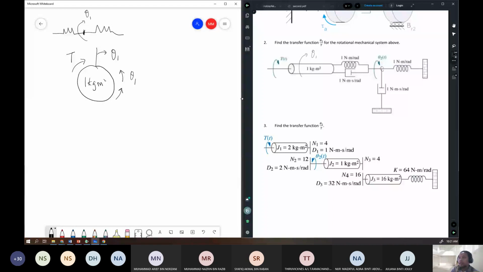And then we have the inertia because on theta 1, there is a mass 1 kg meter squared. So 1 times theta double dot, okay? And then this spring and damper is connected with theta 2. Both of them are connected with theta 2. So you have the contribution from theta 2. So we have from spring, 1 times theta 2, and then from damper, 1 times theta 2 dot, okay?